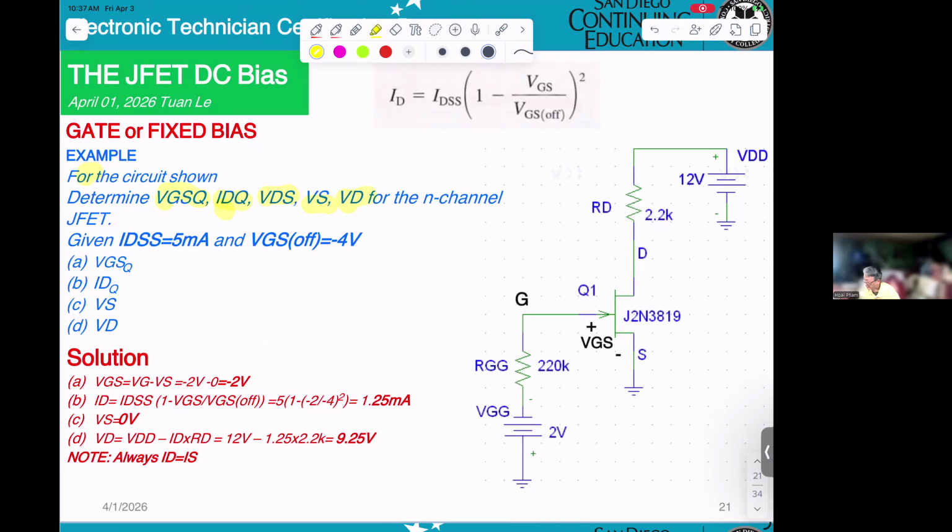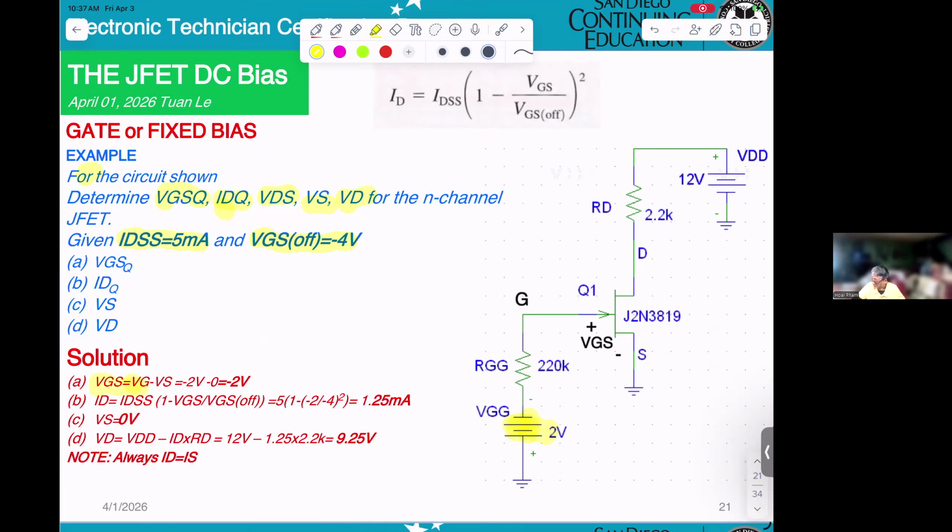Now, they given IDSS 5 milliamp, VGS off of minus 4 volt. Okay? So if I'm looking into this circuitry, I know this will be a fixed bias. The thing is they apply 2 volt negative voltage. Okay? Now we see the solution.